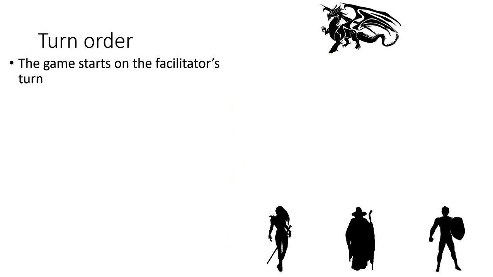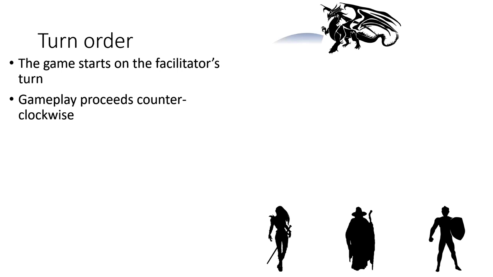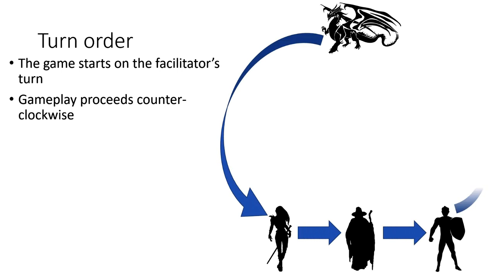Turn order. The game starts on the facilitator's turn, so the facilitator acts first. In general, gameplay proceeds in a counterclockwise direction, looking something like that with the table. That way all the students looking on are going from left to right. It seemed to be the most natural way to do it.